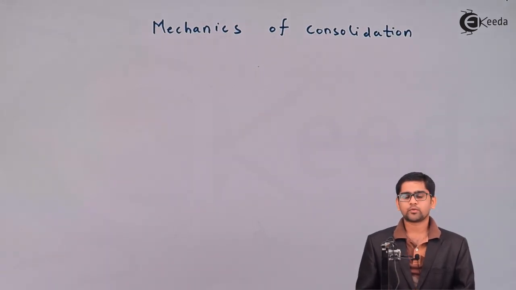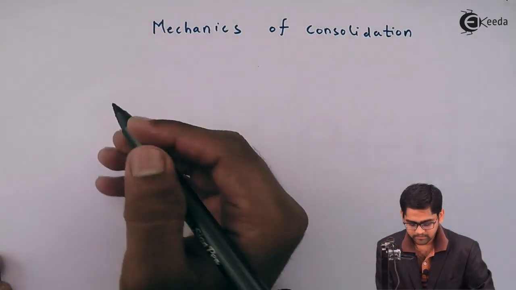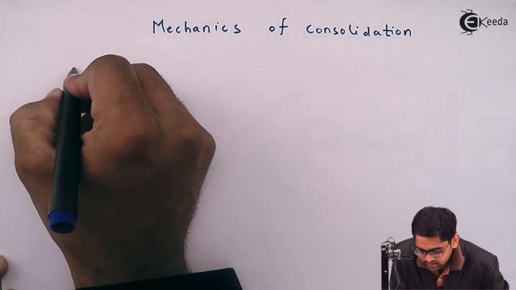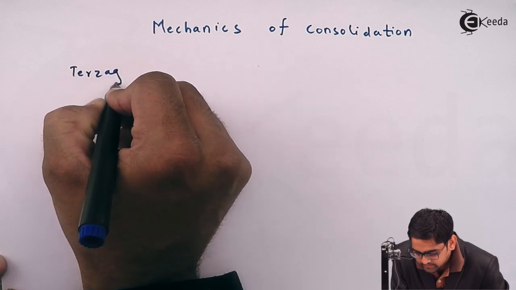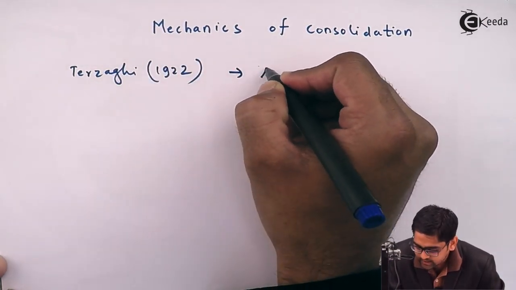But prior to going to the theory of one-dimensional consolidation, Terzaghi has developed a mechanistic model. So we'll see that mechanistic model. Terzaghi in 1922 developed this mechanistic model.